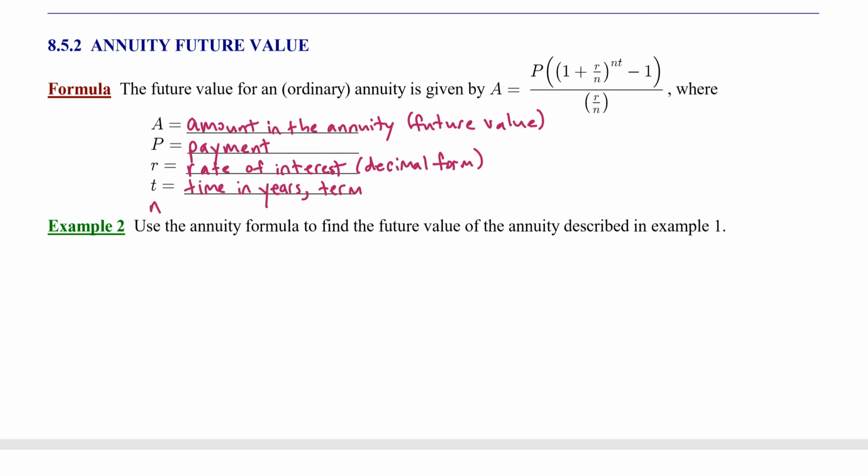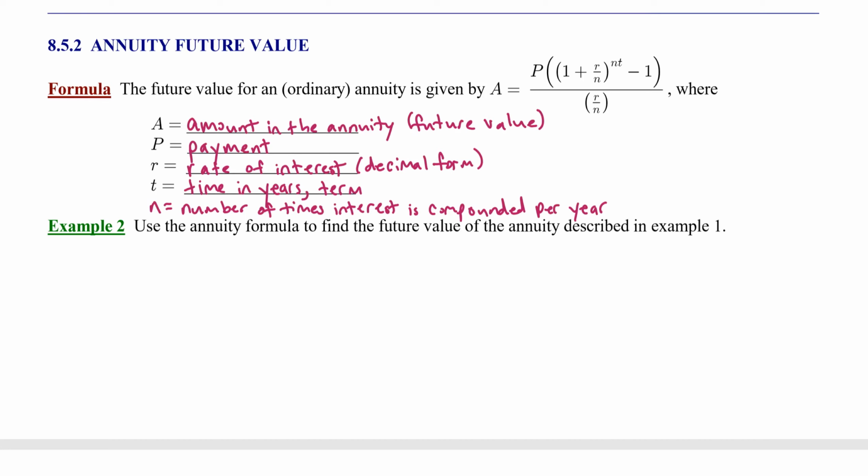Looks like I'm missing a variable here. I'm just going to add it. N is the number of times interest is compounded per year. There's a lot of different types of annuities out there.